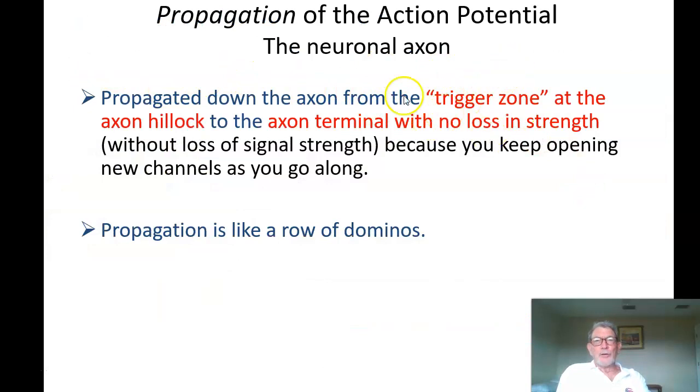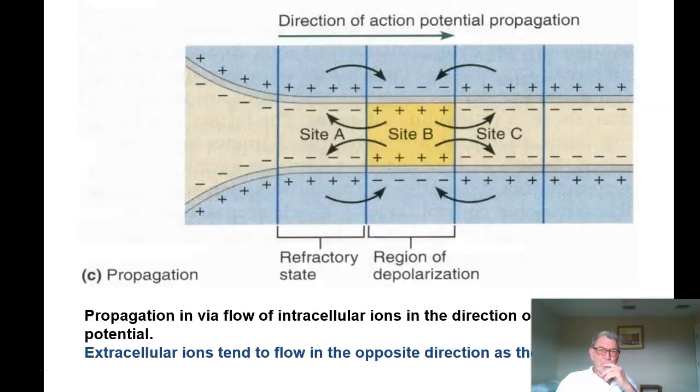So from the trigger zone at that proximal axon, it goes down to the far end basically with no loss of strength, because you're constantly getting more ions coming in at every step along the way. See, now here's move from there to there. Now it'll move from there to there, and there to there, and there to there, and there to there.